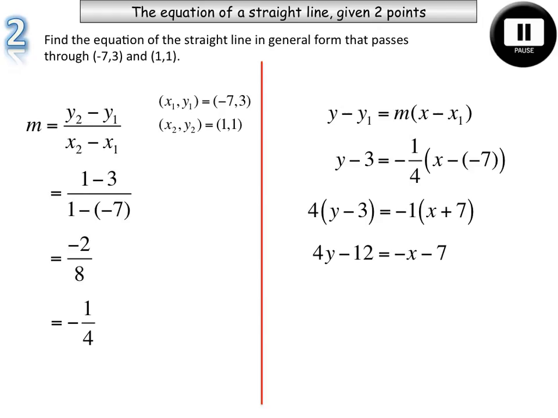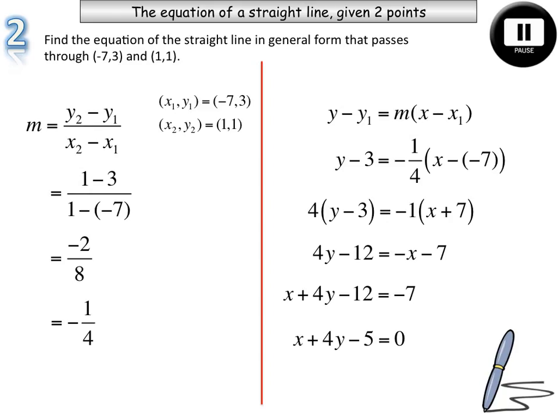Expand your brackets to remove the grouping symbols, and we want it in general form, so we want the x to be positive, so we need to add x to both sides. And then we have x plus 4y, take away 12 is equal to negative 7. We want it to say it equals 0, so add 7 to both sides. And there is our equation of the straight line in general form.